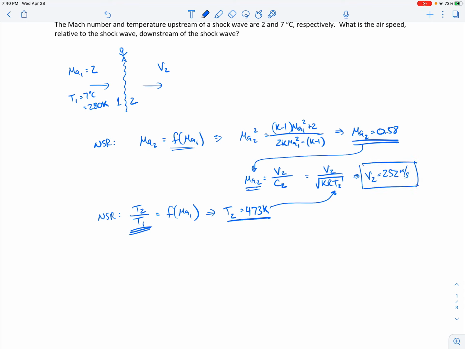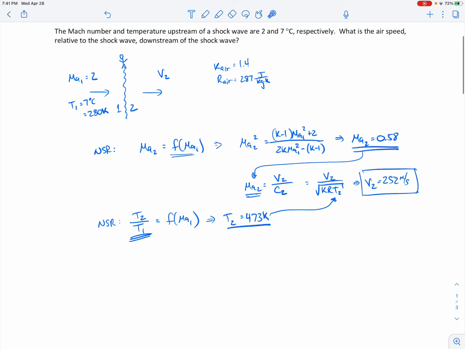So that's just one way we can calculate this. Oh, by the way, some other numbers I used in here: the specific heat ratio for air is 1.4 and the gas constant for air is 287 joules per kilogram Kelvin. So those numbers were used down in here as well as up here. So that's just one way that we could calculate the speed V2. Now keep in mind this is the velocity of this stream relative to the shock wave. It's not the velocity relative to the ground. It's the velocity relative to the shock wave.